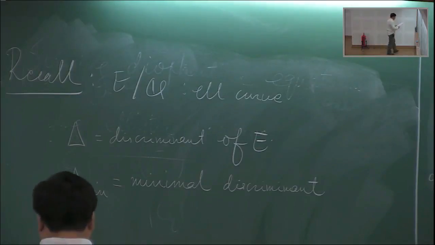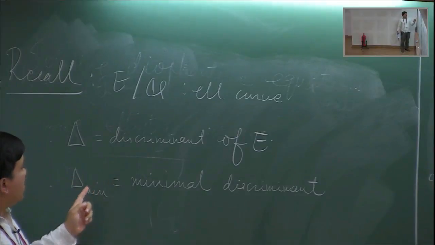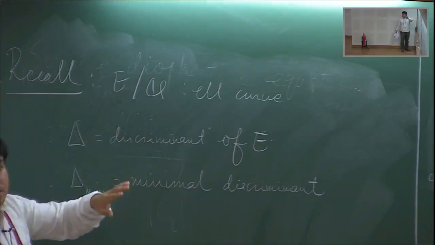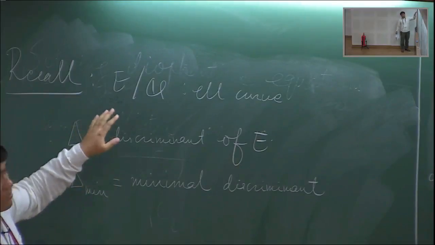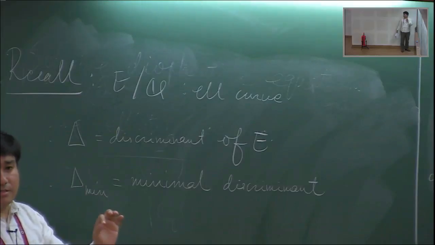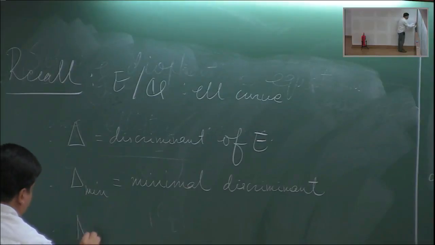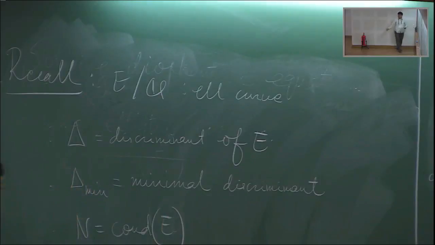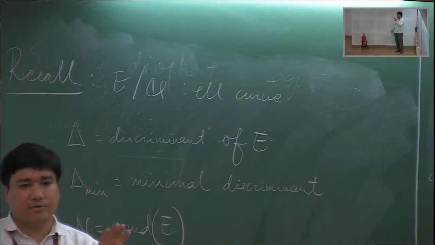There is a well-known algorithm due to Tate to find this, given any model of the elliptic curve. It's well implemented in Sage and Magma and so on to compute this delta min and also the precise equation of the elliptic curve. But we don't have the time to do that. And N is the conductor of E. The same algorithm also computes the conductor of the elliptic curve. The conductor and the minimal discriminant have the same primes. It's just the power that differs.